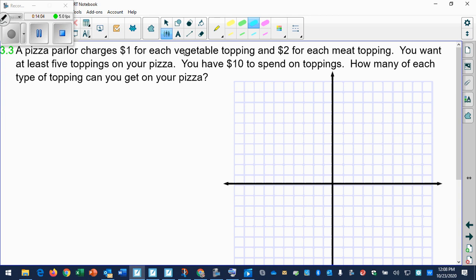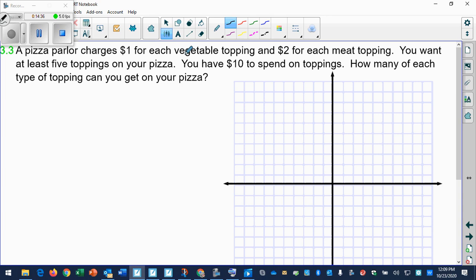So we're going to do a story problem now with the graphing. You're going to write 2 inequalities, or 3 or 4, but I think just 2. Then when you shade them, the overlap is going to be your solution. A pizza parlor charges $1 for each vegetable topping and $2 for each meat topping. You want at least 5 toppings on your pizza. You have $10 to spend on toppings. How many of each type of topping can you get on your pizza?